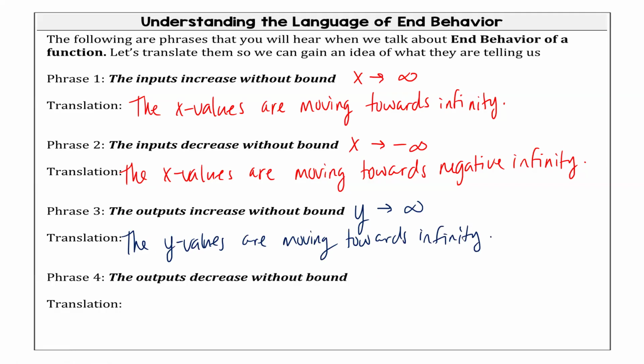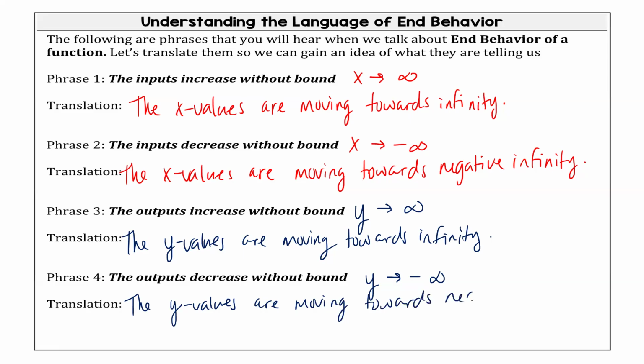Okay. And then the outputs decrease without bound. That means our y values are going towards negative infinity. So the y values are moving towards negative infinity.